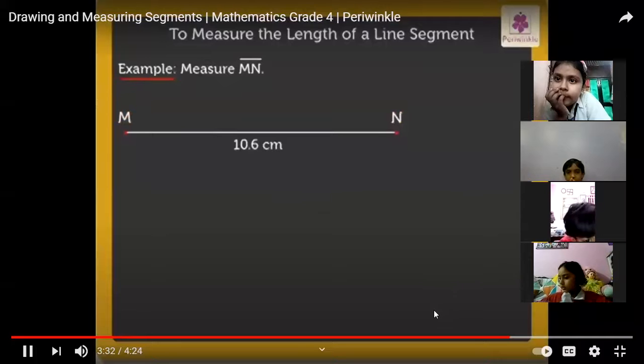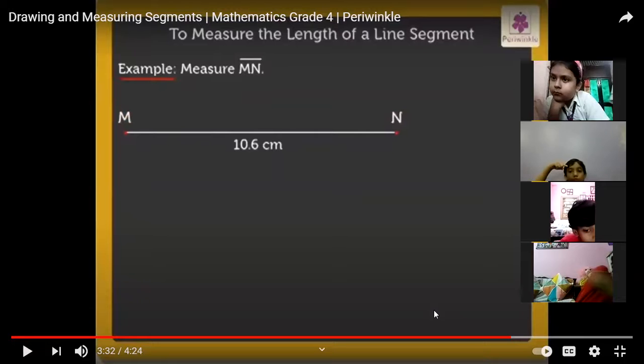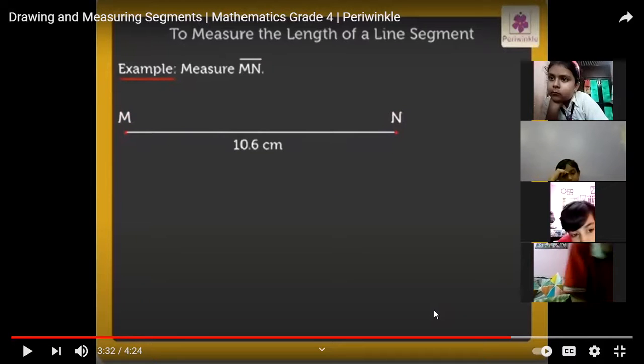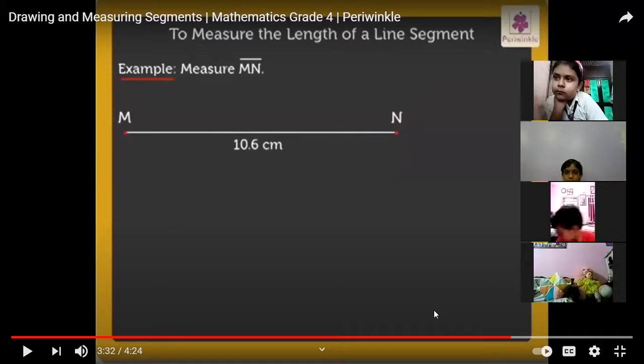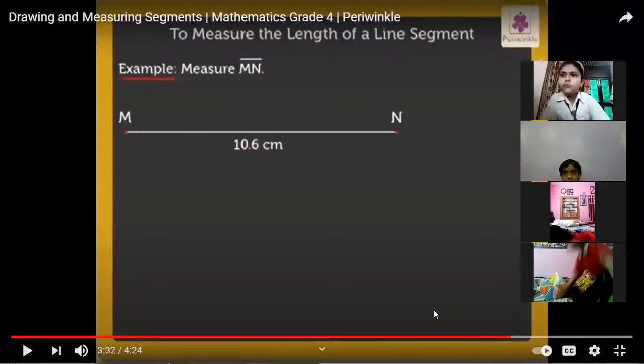So now I hope all the concepts are clear. We can easily draw line segments with the help of the ruler, and again with the help of this ruler we can also measure the line segment. So now we are going to solve a few more questions. Ma'am is going to take your queries if you have. Be ready with your queries.